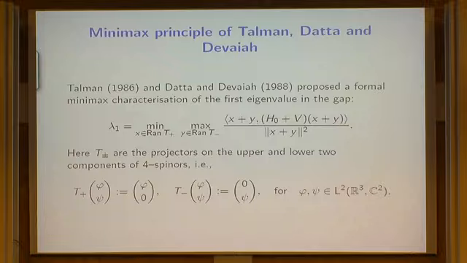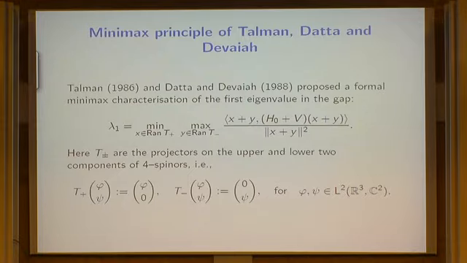You split every 4-spinor you're looking at into 2 components. So a 4-spinor consists of 2 spinors phi and psi, and you say T plus projects to the upper component, T minus to the lower component. And then you maximize over the lower components and minimize over the upper components. So this is the procedure as proposed.